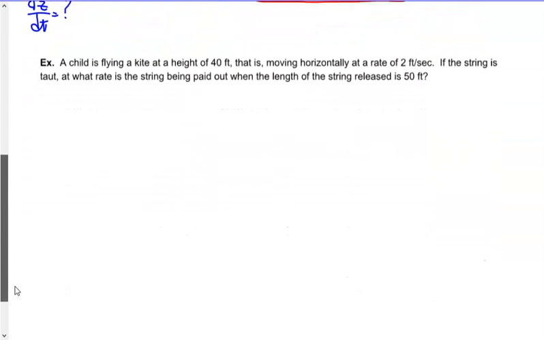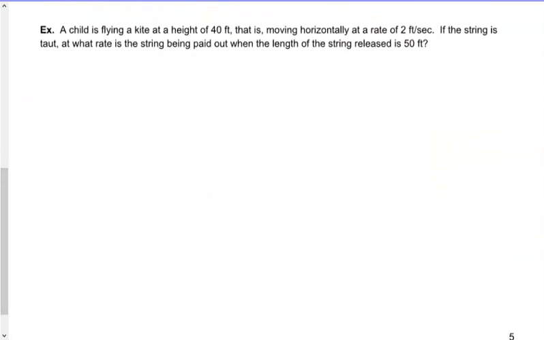Let's try this one. A child is flying a kite at a height of 40 feet.